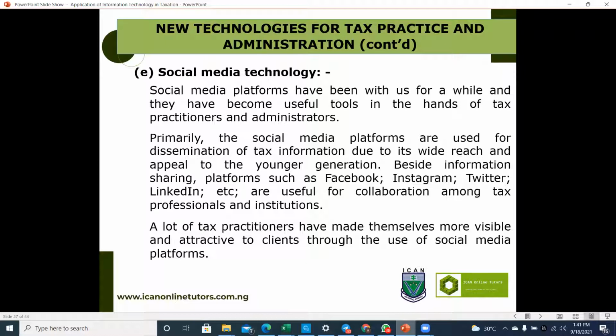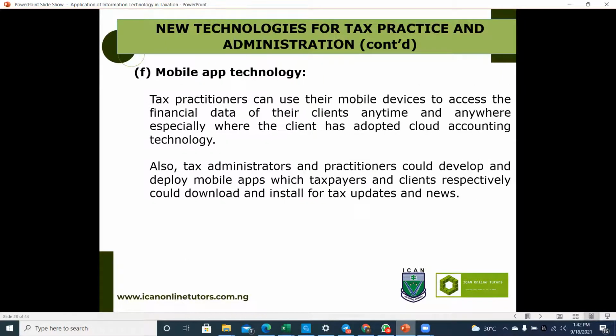Besides information sharing, platforms such as Facebook, Instagram, Twitter, LinkedIn, WhatsApp, and Telegram are useful for collaboration among tax professionals and institutions. A lot of tax practitioners have made themselves more visible and attractive to clients through the use of social media platforms. And finally, we have the mobile app technology.